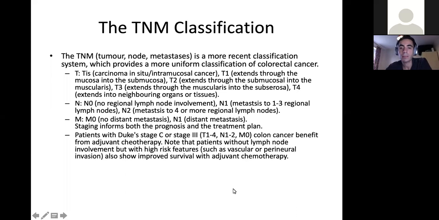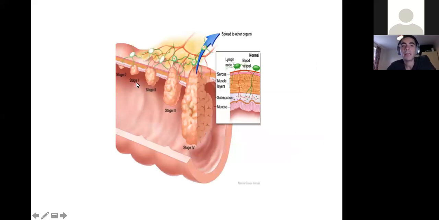And essentially, what you need to gauge to help you answer a question similar to this one is that patients with T1 to T4, N1 to N2 with no distant metastases are likely to benefit from adjuvant chemotherapy. And that's a diagram to help you picture the TNM classification from T1 to T4.